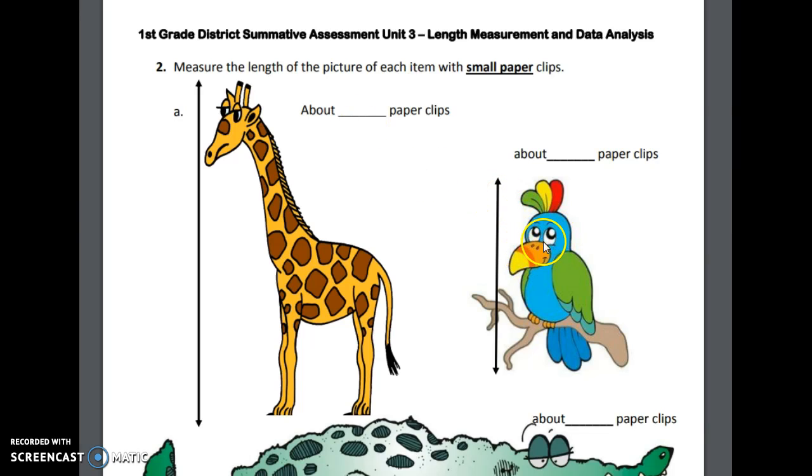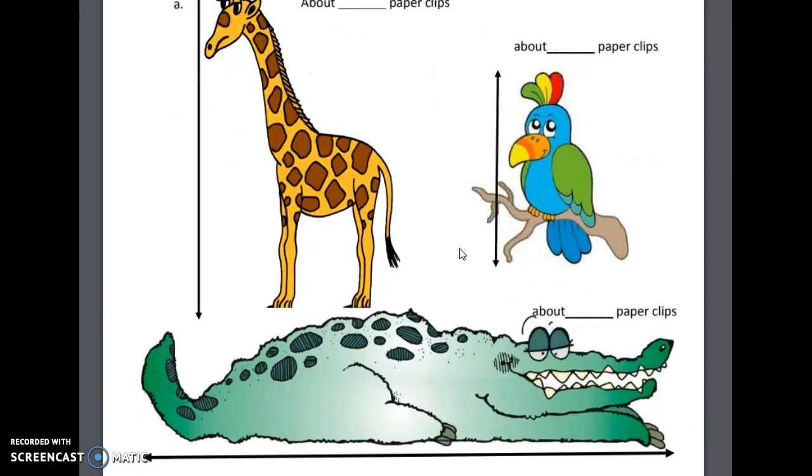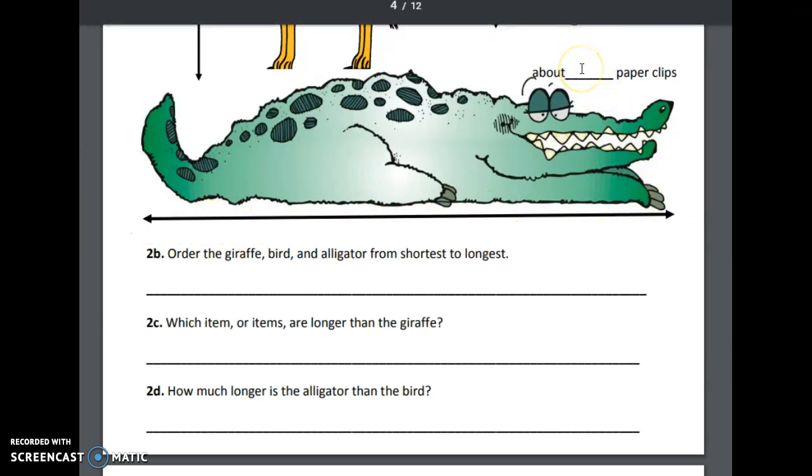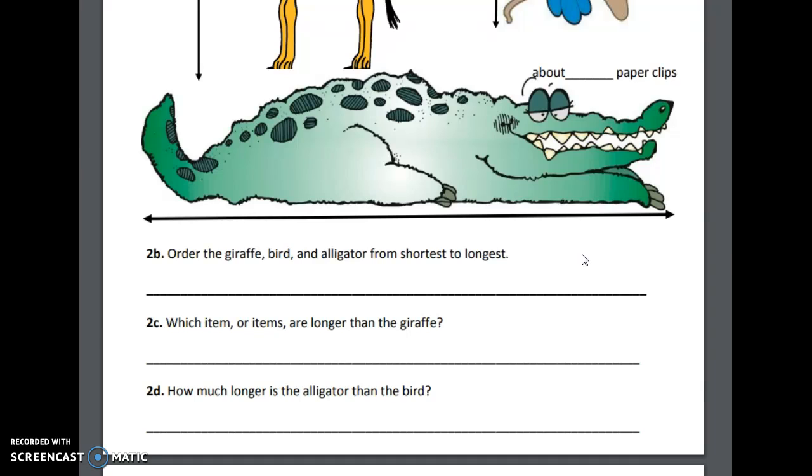Measure this bird and write the correct answer on the blank. And then you're going to measure the alligator. So here's the line that you'll measure the length of the alligator and then put the answer on the blank. Okay? Go ahead and do that and pause the video now.